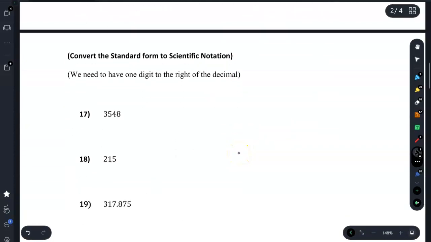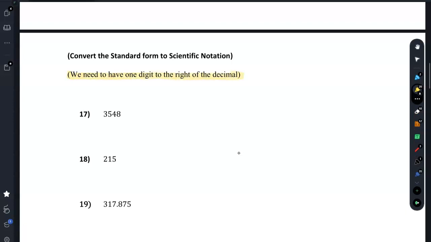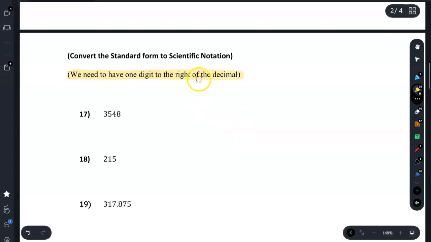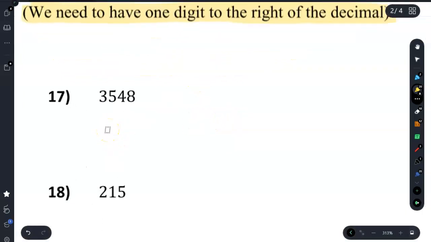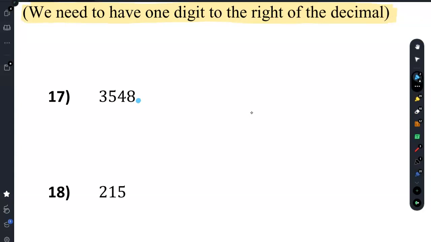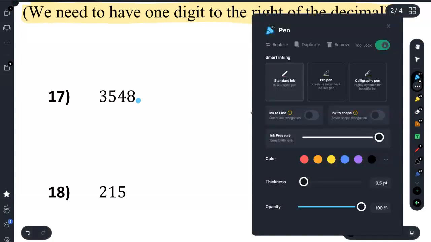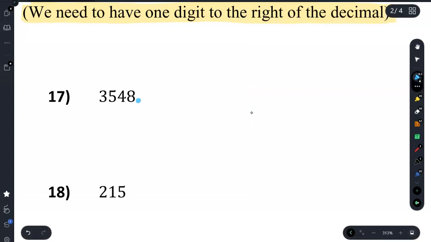Now, this is a less common practice, but we could start with standard notation and convert to scientific notation. So once again, we're just going to count how many places we need to move the decimal so that we have one digit or one value in front of the decimal place. So with this one, I'm going to zoom in just a little bit more for these. Okay, so for number 17, I'm going to work in blue this time to kind of distinguish what I'm doing. So my decimal would be here. All right, and I want to move this to this location here.